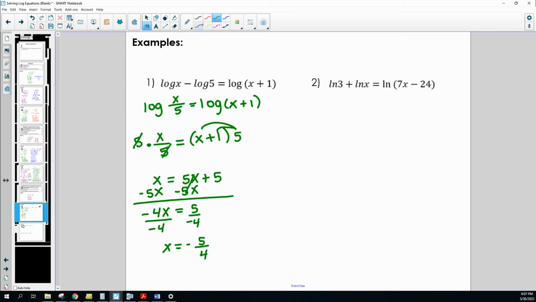Now I'm going to look at those arguments again. So x and x plus 1. If I plug in negative 5/4 here, this is going to give me a negative argument. If I plug in negative 5/4 here, this will also give me a negative argument. So since this is negative, that is an extraneous solution. Since there is no other solution to choose from, the answer to this is no solution.